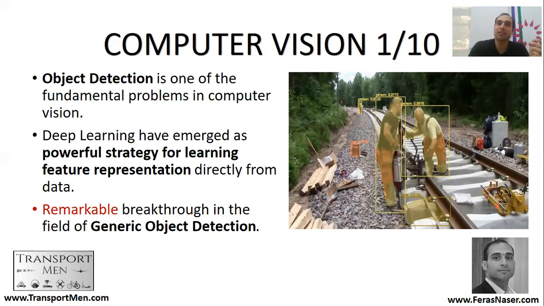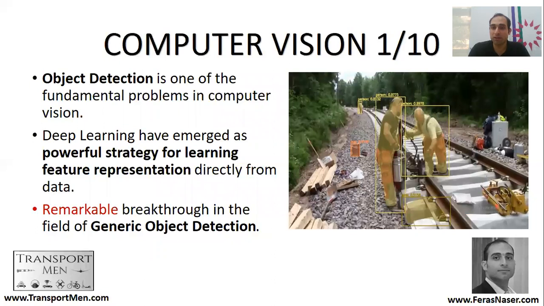Deep learning has proved to be a very powerful strategy for learning feature representation. And there was a remarkable breakthrough in generic object detection. What we mean by generic object detection, please have a look at the picture on the right side, and you can see these two welders and how the algorithm has identified person one, person two, and there is a farther person at the end. But it has also identified that there could be a sink near the sleepers, which is a wrong identification, but it also identified the bucket on the left side.